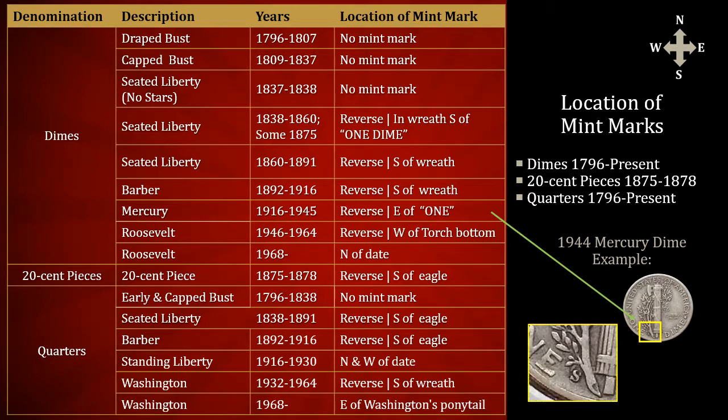So if we look at a magnified view of this, we'll see this is the E in the word "one," and right here is the S, again designating the San Francisco Mint. So some of these are kind of hard to find, so I thought it'd be good to have a description of where each one is for each type of coin.